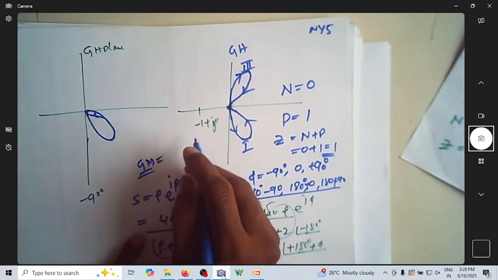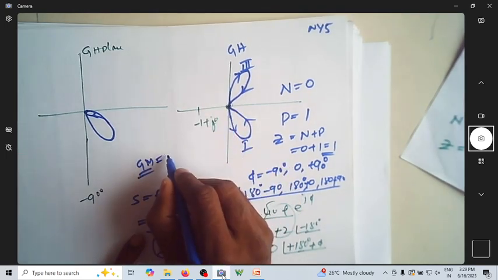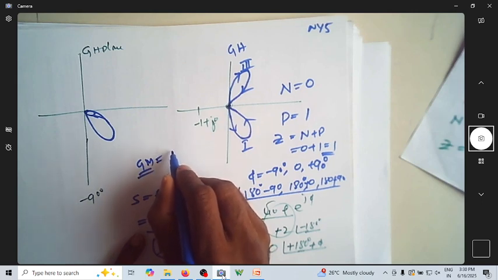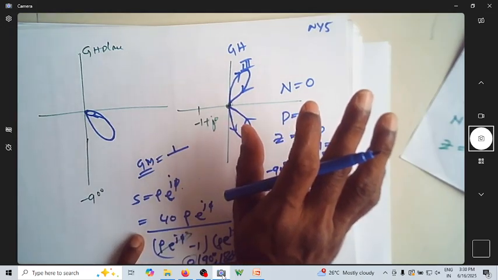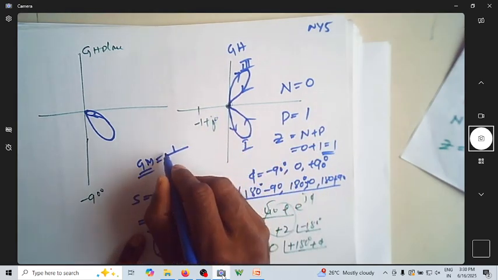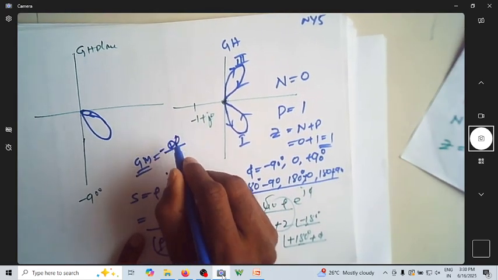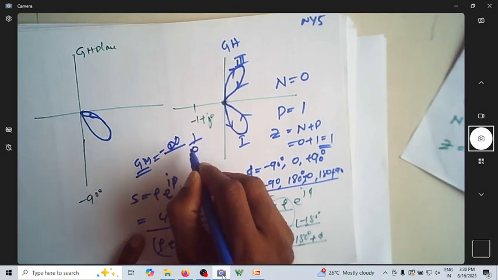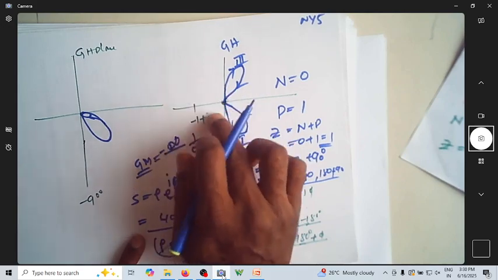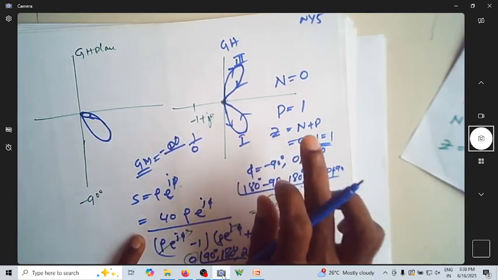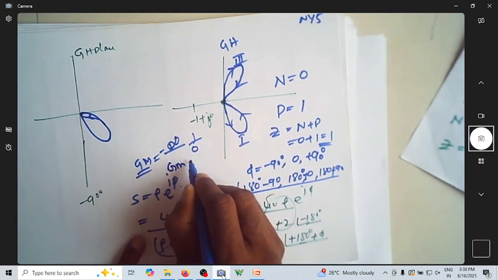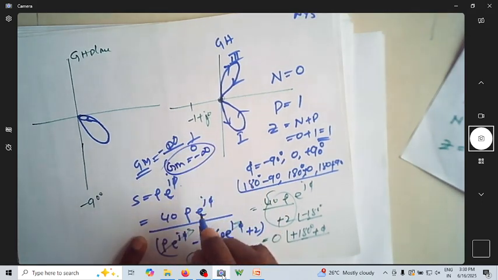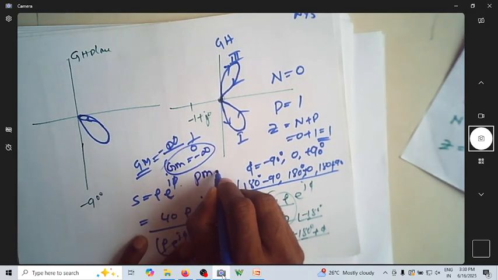So gain margin, since it is not at all encircling, gain margin is 1 over, because this can never become stable, minus infinity. It is like 1 over 0 because this will never encircle. This N can never become minus 1. When N can never become minus 1, the gain margin is actually minus infinity. How about the phase margin?